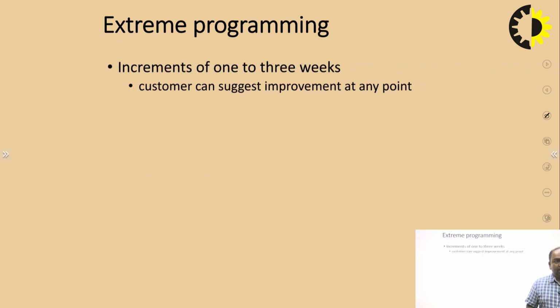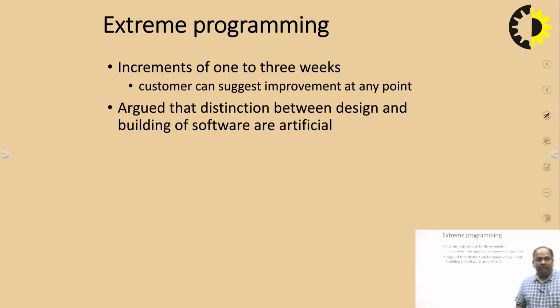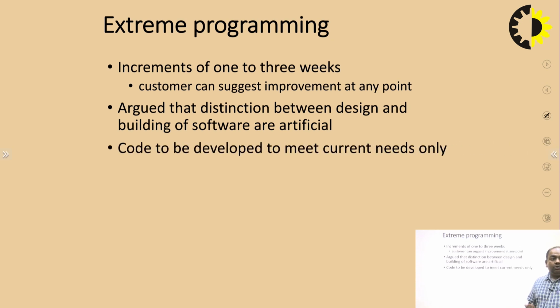Last is extreme programming. In extreme programming, we have to increment in 1 to 3 weeks. The customer can suggest improvement at any point of time. It argues that the distinction between design and building of software is artificial. Means in extreme programming, the customer can also argue for the design and building of the software. Code is to be developed to meet current needs only. Means what is currently required, we have to develop according to that. We have to code according to the current needs.